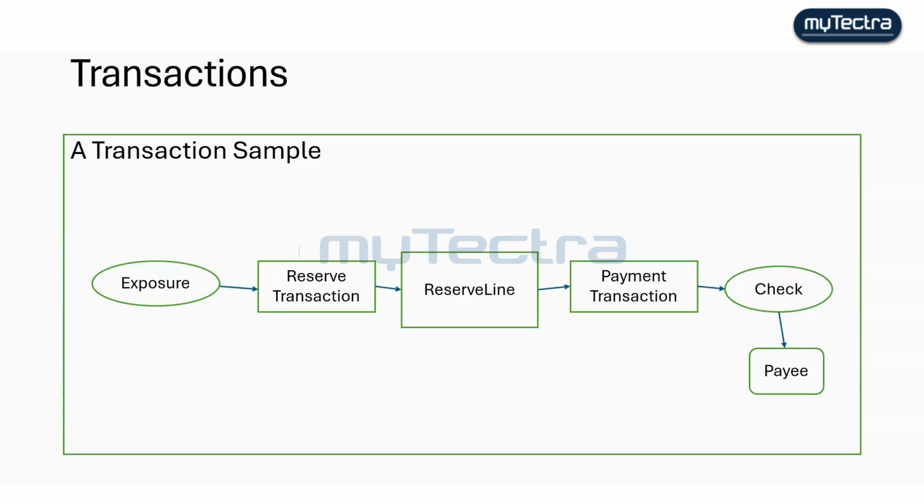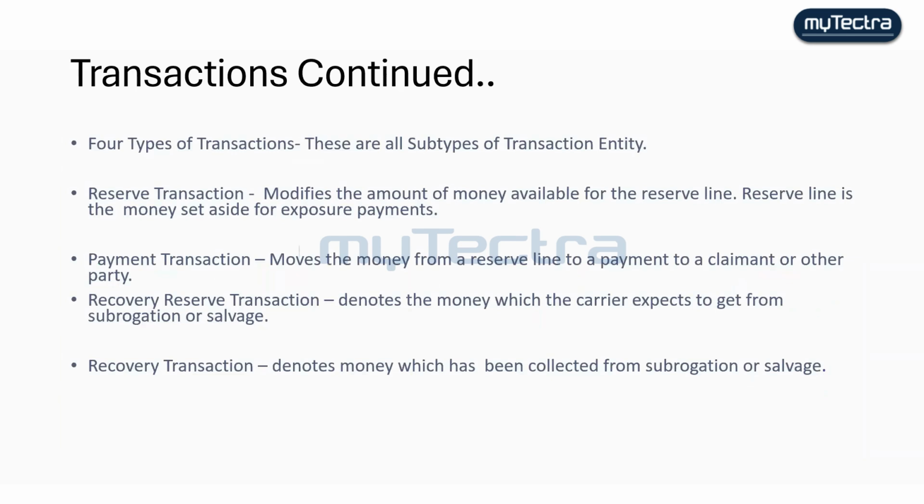There are four types of transactions. One is payment, obviously, then reserve transaction, recovery reserve, and recovery transaction. Payment transaction is the main thing. Payment and reserve both are important. These are subtypes of transaction. What are the subtypes of transactions? There are four types of transaction: payment, reserve, recovery reserve, and recovery transaction. These are the main types of transactions.